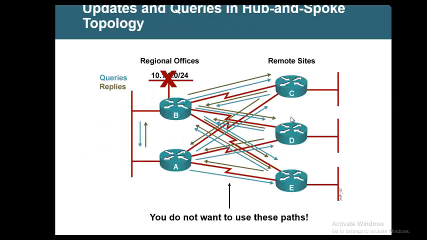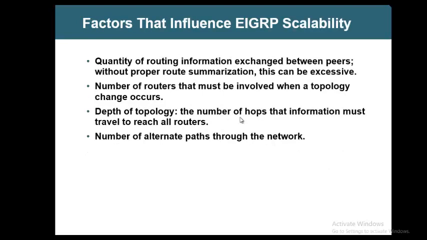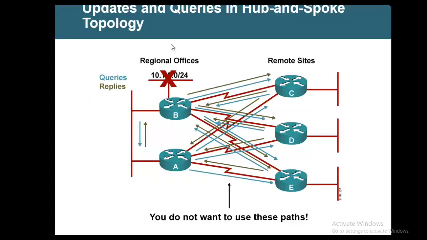Not only to D it is sent, because B really doesn't have any idea whether D has got it, or C or E or A. No idea. So the queries are sent to all EIGRP neighbor routers on all interfaces except the interface of the successor, meaning the route which has gone just now. This is the successor route. Except this direction, via all other directions, the query is going to be flooded.